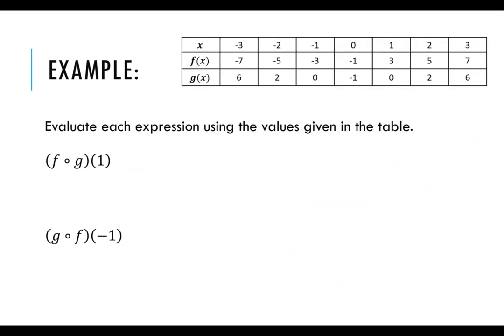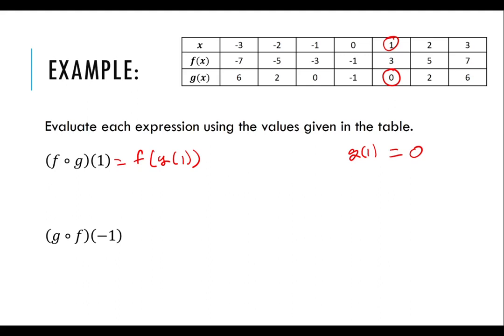Alright, now it's a little different because we're getting x values, f of x values, and g of x values. So we need to figure out what these are based on what's happening in the table. If I have, first off, f of g of 1, let's first find g of 1. Come to the table, find x input of 1, and the g output is 0. So g of 1 is 0.